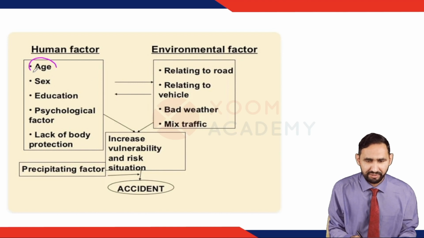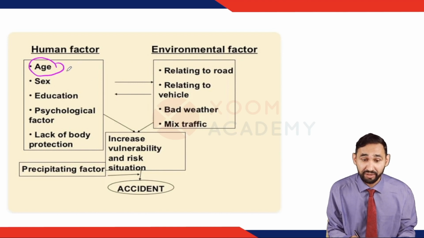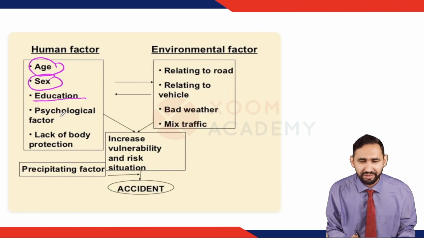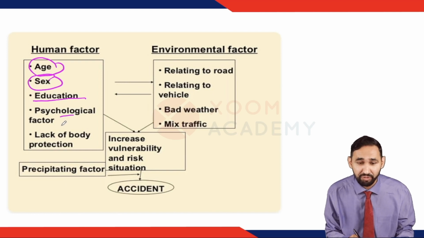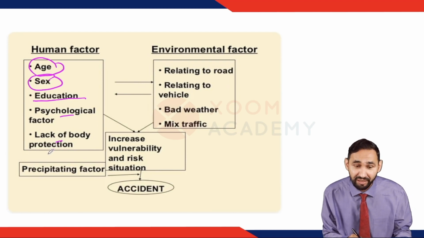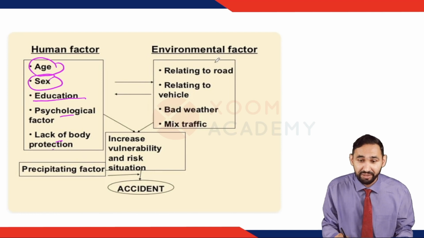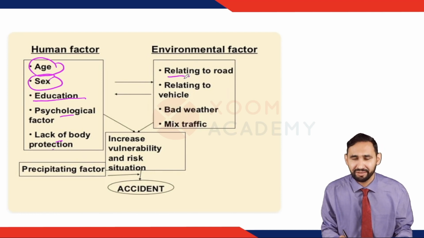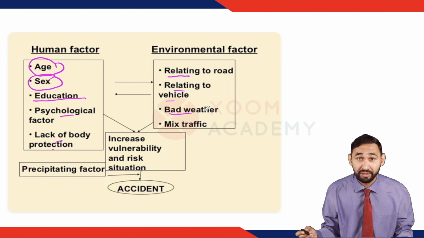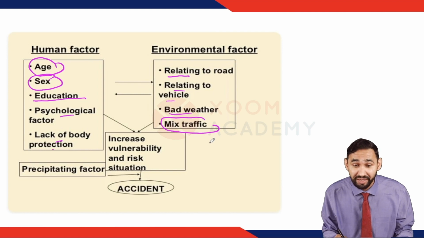Human causes include age: 10 to 24 years is vulnerable to accidents. Accidents are predominant in males. There is lack of education. There are psychological factors: a person suffering from anxiety or stress, if driving a car, is prone to accidents. There is lack of body protection, lack of protective measures, lack of airbags in cars, lack of maintenance of vehicles. Environmental factors include road factors, poor infrastructure, poor maintenance of vehicles, bad weather like fog, smog, rain, snowfall. There is mixed traffic from both sides. They are responsible for accidents.